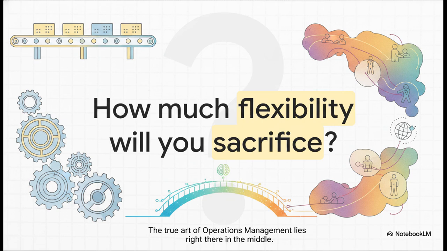As we wrap up this explainer, I want you to ask yourself a question. If a perfectly balanced assembly line is the ultimate goal, how much real-world flexibility are you willing to sacrifice to achieve that kind of mathematical perfection? We've seen how tight formulas like the economic order quantity and strict sequencing rules create stunning efficiency. But we also know that the friction of the real world constantly demands relaxed assumptions and agile responses. The true art of operations management lies right there in the middle of those two extremes.